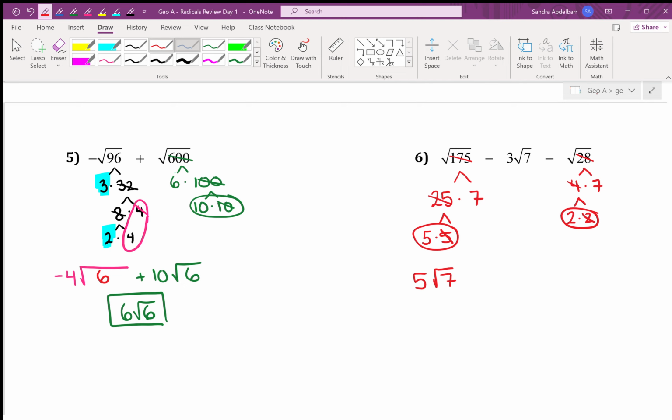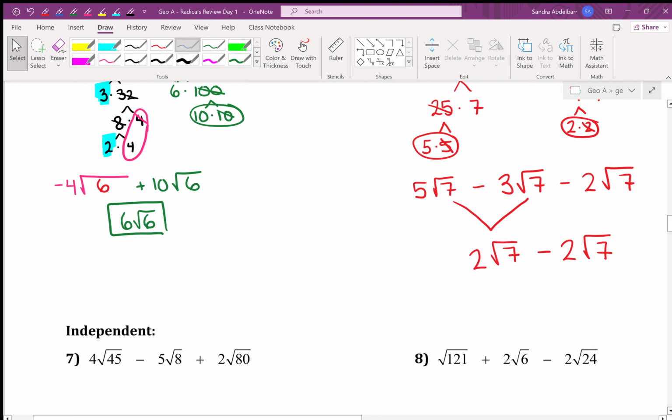You got it. So we have 5 root 7 minus 3 root 7 minus 2 root 7. Can we simplify all 3 of these? Yeah, so let's go 2 at a time. 5 root 7 minus 3 root 7. Do we agree that's 2 root 7? But then you have 2 root 7 minus 2 root 7. What's that?